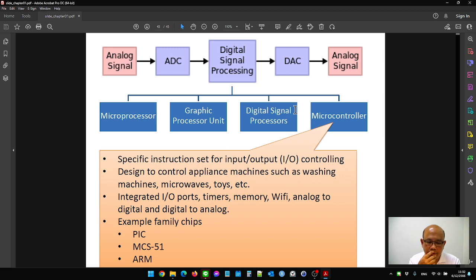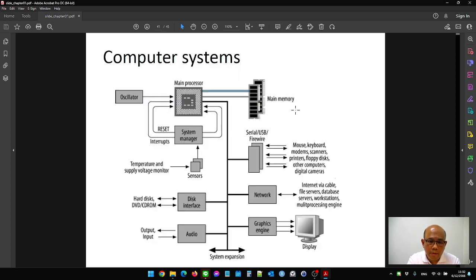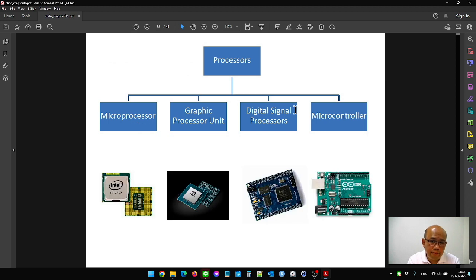ARM is a company too, maybe I can tell you about the company ARM later. Okay, for the conclusion, the group of the processor has 4 types: microprocessor, GPU, DSP chip, and microcontroller.